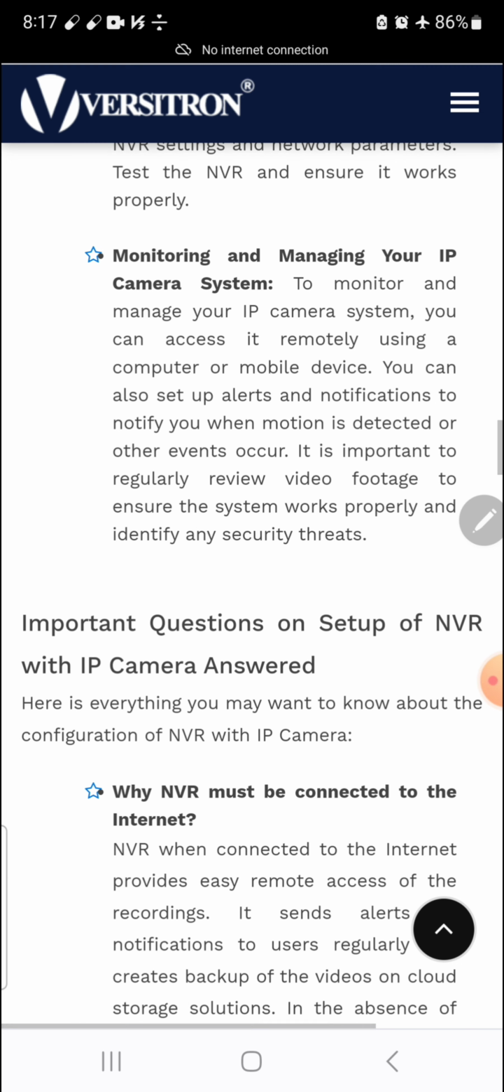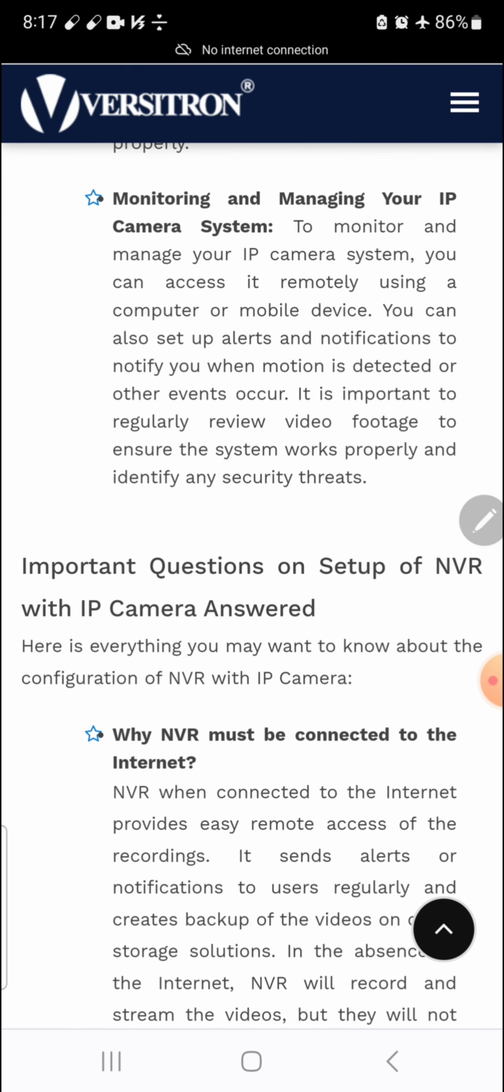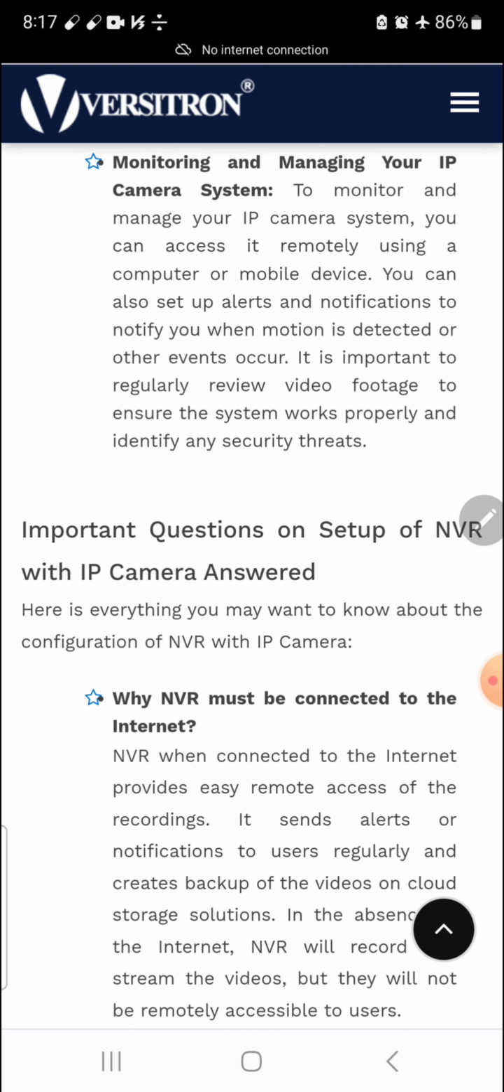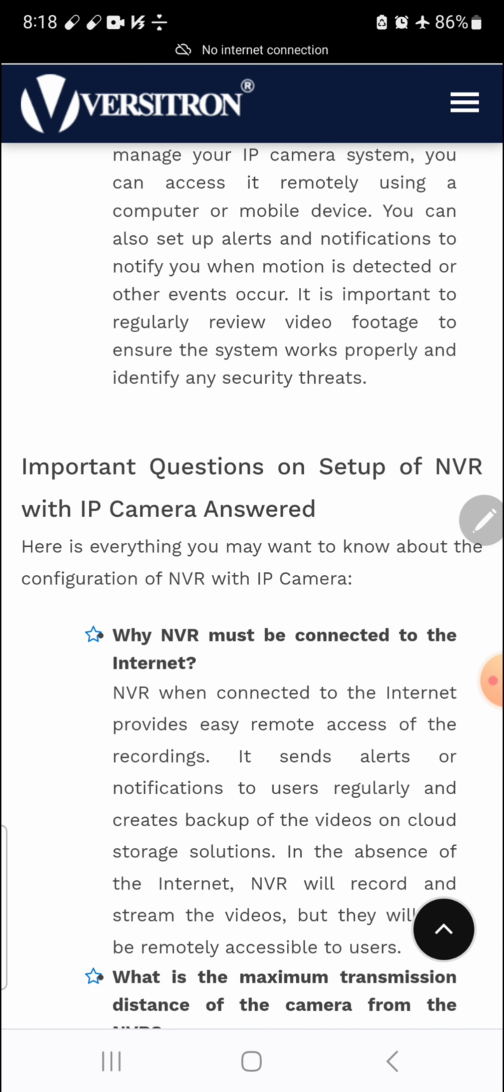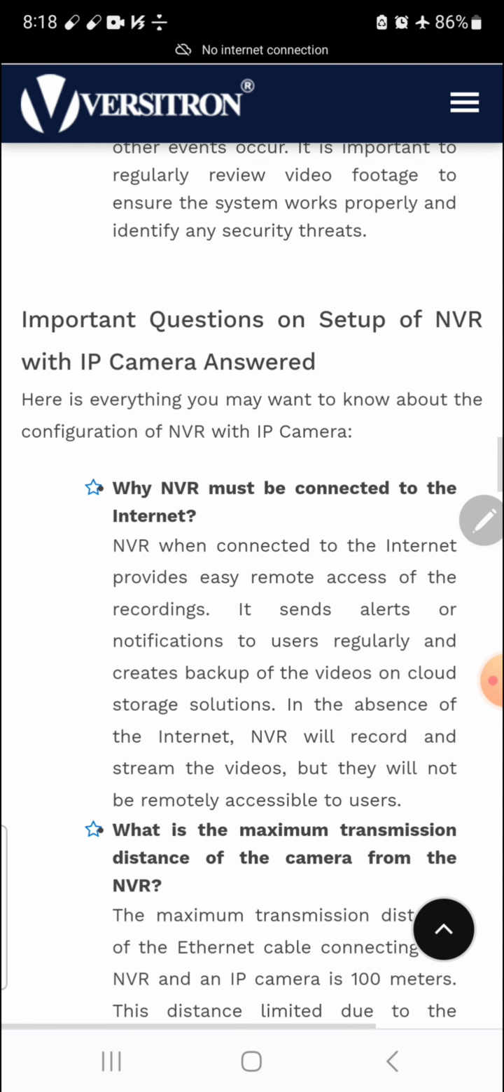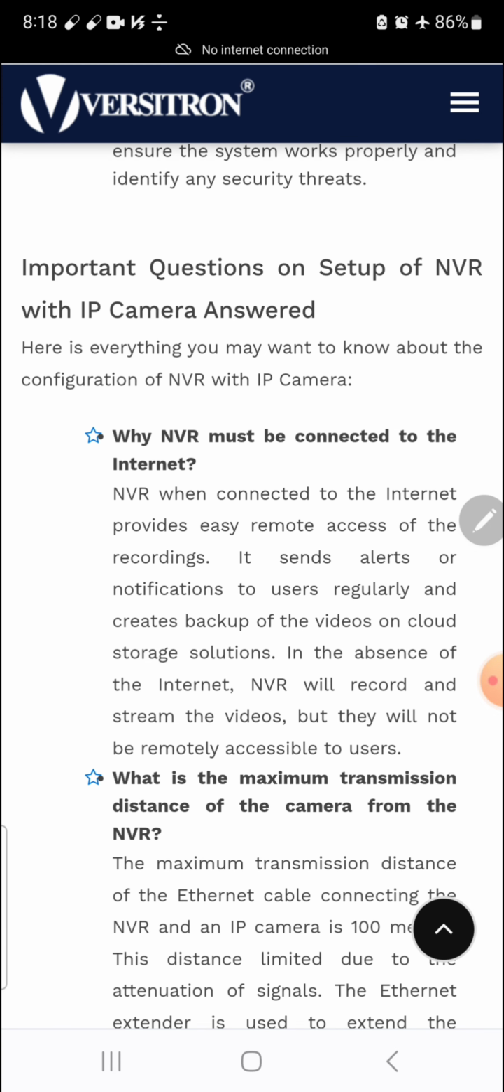Monitoring and managing your IP camera system. To monitor and manage your IP camera system, you can access it remotely using a computer or mobile device. You can also set up alerts and notifications to notify you when motion is detected or other events occur. It is important to regularly view network footage to ensure the system works properly and identify any security threats.